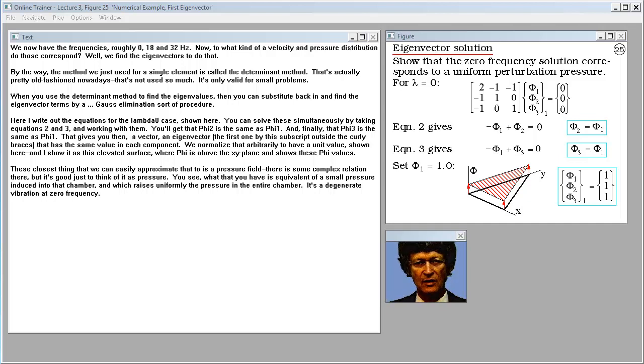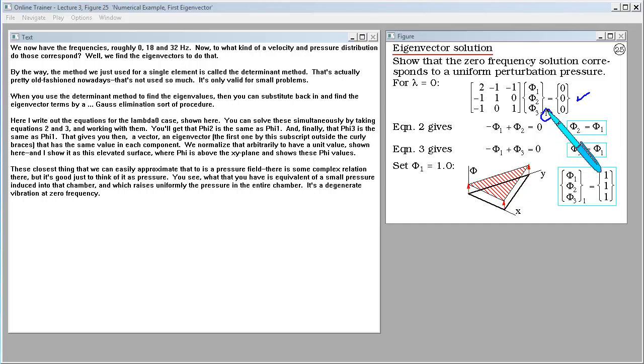When you use the determinant method to find the eigenvalues, then you can substitute back in and find the eigenvector terms by elimination, by a Gauss elimination sort of procedure. Here I write out the equations for the lambda zero case shown here, and you can solve these simultaneously by taking equations 2 and 3 and working with them, and you'll get that phi 2 is the same as phi 1, and then finally phi 3 is the same as phi 1. That gives you then a vector, an eigenvector, the first one by this subscript outside the curly braces, an eigenvector that has the same value in each component.